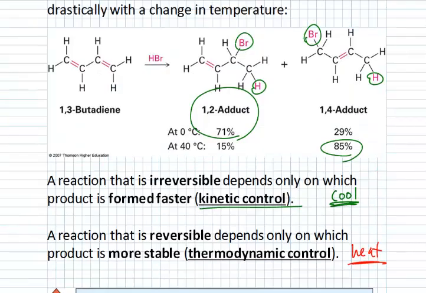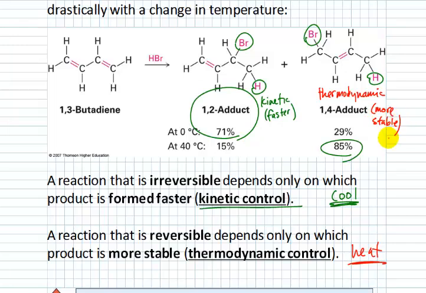So if we look at our products here, an adduct is just a name we give for a product of a reaction. So the 1,2 product, sometimes it's just called the 1,2 adduct, right? So if at 0 degrees, when we cool it, we get the 1,2, that must be the kinetic product, the one that forms faster. If when we heat it up to 40, we get this 1,4 adduct, that must be the thermodynamic product, the one that is more stable.